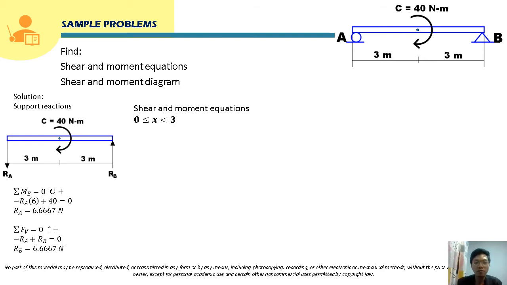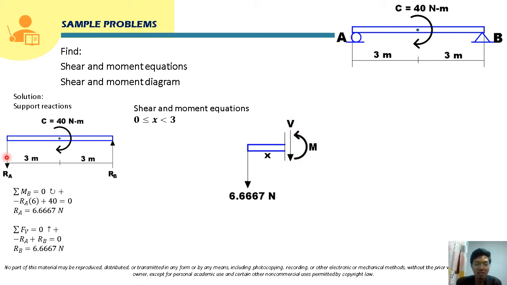Okay, so for the first segment, that will be from this concentrated load up to the location of the couple. So that will be from 0 to 3. We are going to cut a section within the span of that segment, so we are going to cut that here. This section is a distance x from the left. At that section, there will be an internal shear force V and an internal moment.